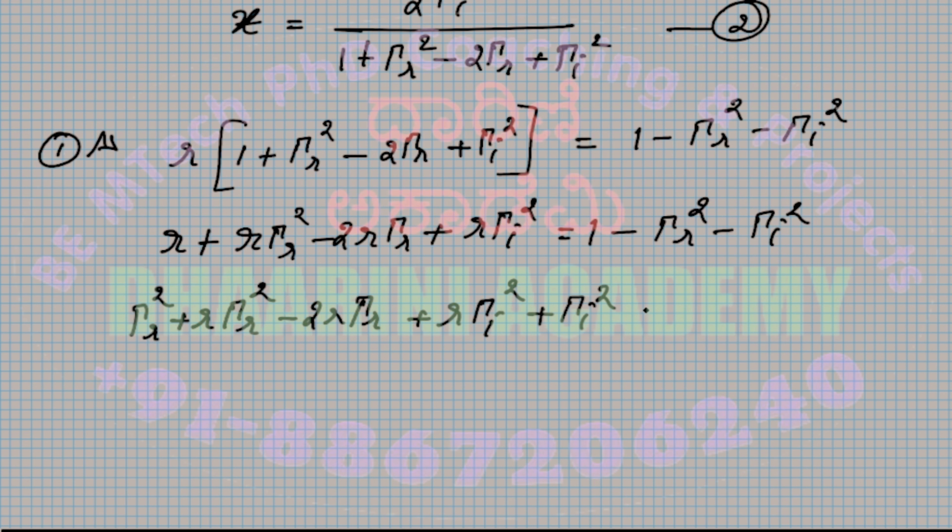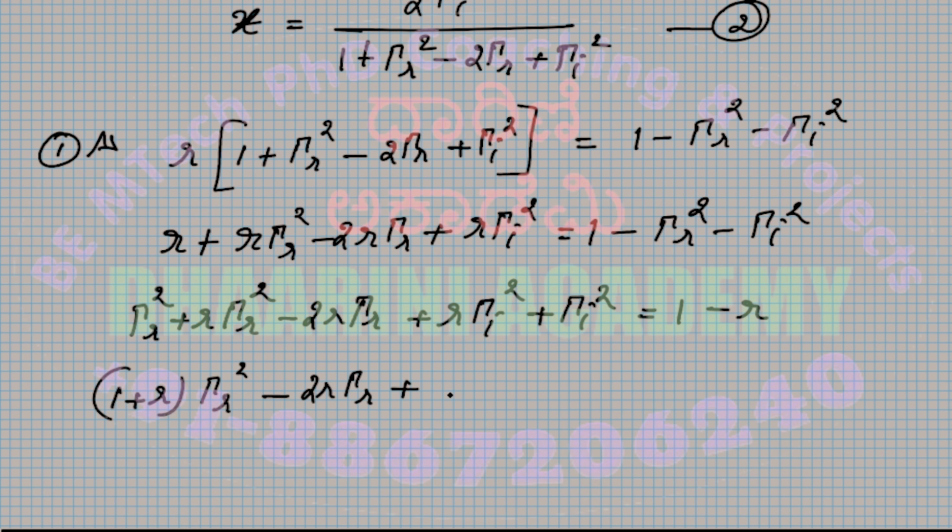Okay, so this is what I'm trying to write. Plus gamma I square is equal to, on the right hand side I have 1, and this R which moves to the other side becomes minus R, so 1 minus R. In this, let me try to take out whatever I can. I can take out a 1 plus R outside from the first term. So I'm left with gamma R square, minus 2 times R gamma R.